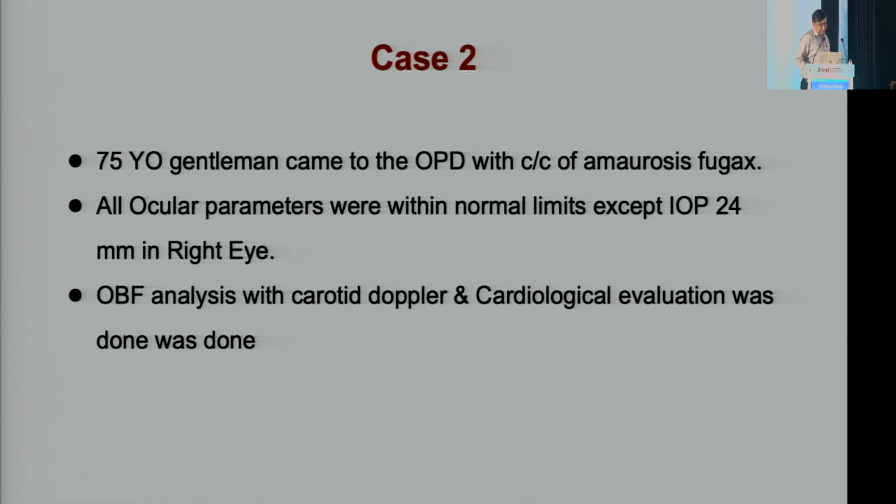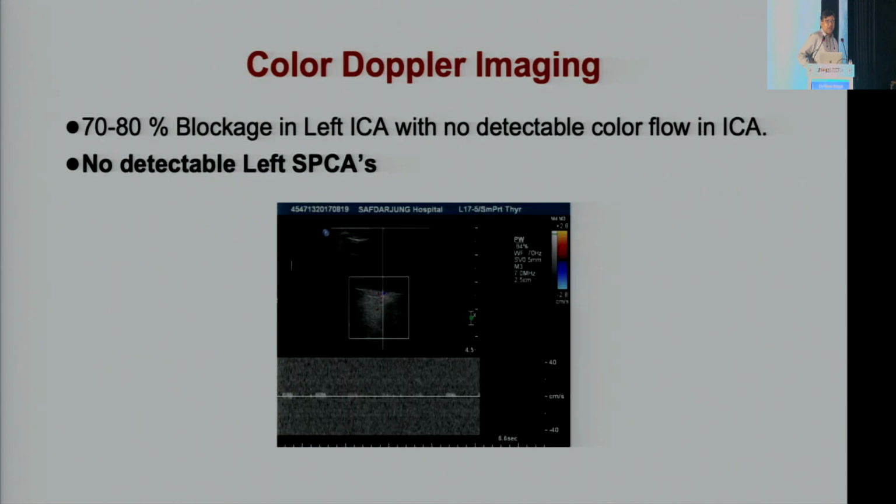This was case 2, where a 75-year-old young gentleman came to the OPD with similar complaints after getting a cataract surgery. There was a baseline IOP of 24 millimeters of mercury, ocular hypertensive, everything was almost okay. OBF analysis and carotid Doppler were done, and then the patient was sent for cardiological evaluation. So what are the findings in the color Doppler? In the color Doppler, the SPCAs, the short posterior ciliary arteries. Normally the ophthalmic artery and central retinal artery waveforms are seen easily, but sometimes the short posterior ciliary artery waveforms are not seen even with effort.